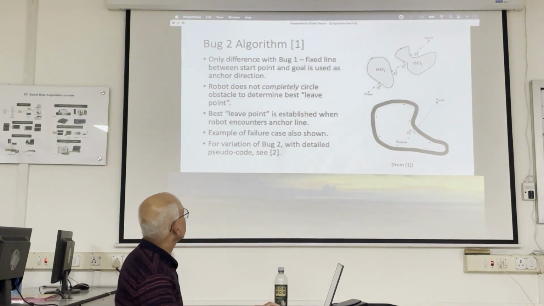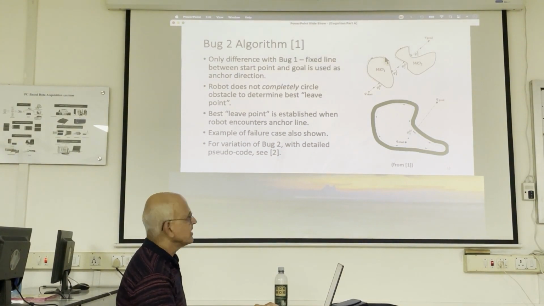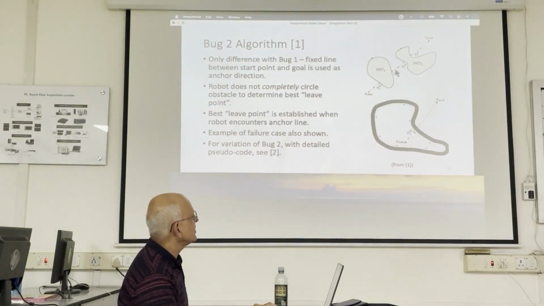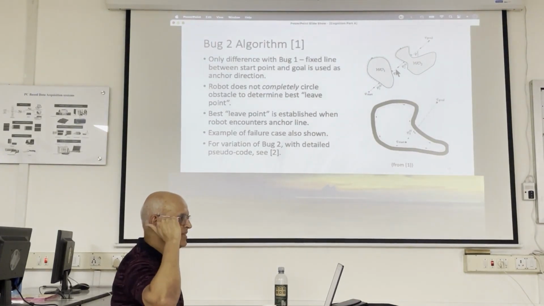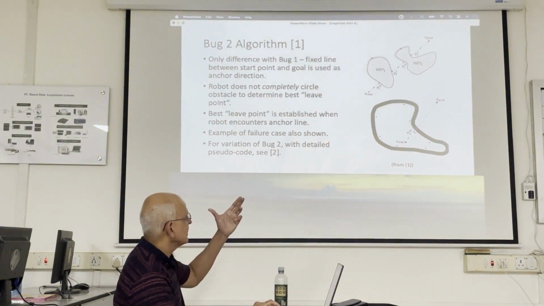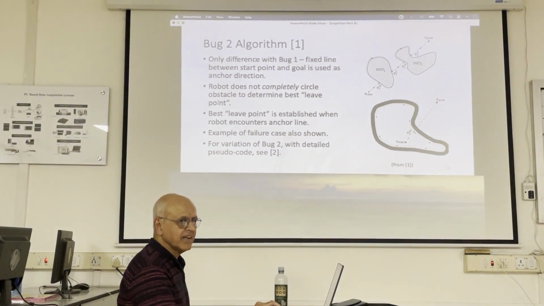Notice the difference here. Fixed. So compared to bug 1, there's a fixed line between the starting point and goal, and it's not going to take off anywhere. When it reaches this line, it's going to take off. So right now you're saying, oh, it saved a lot of effort because it didn't try to find the shortest leave point. It just encountered the line from the initial point to the goal, and then it said, let me go towards the goal, and then it got stopped and it did it again, right? So it looks right now that this algorithm is better than bug 1.